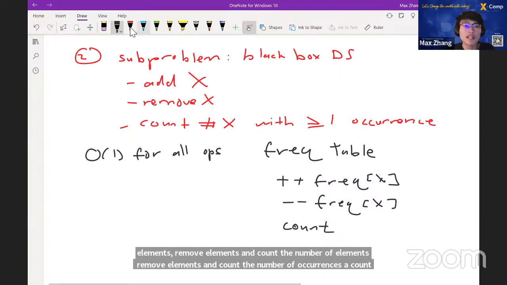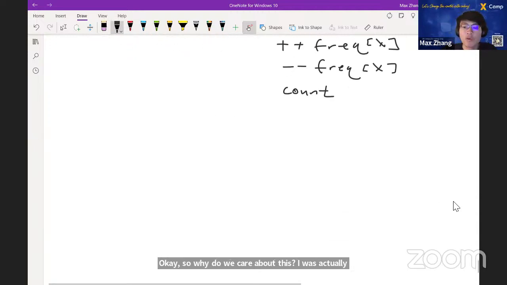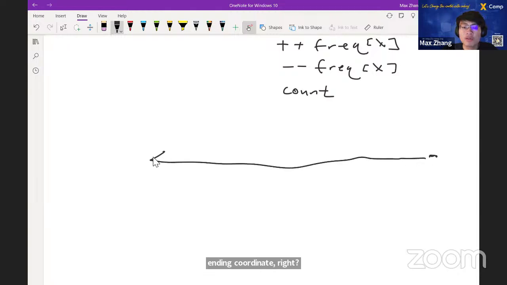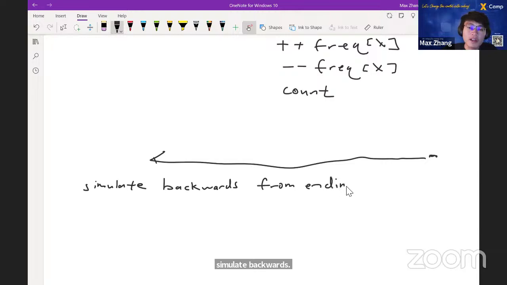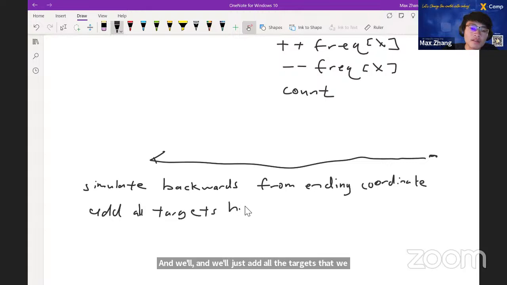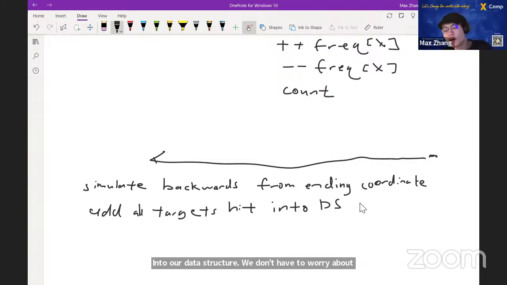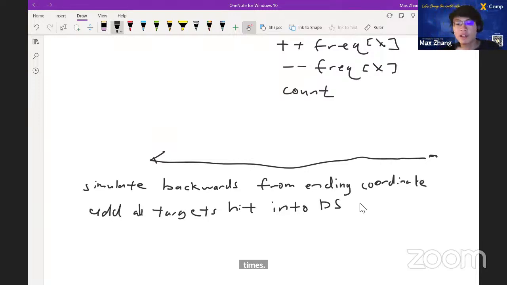Okay, so why do we care about this? Now let's actually talk about the algorithm itself. We fix the ending coordinate, right? So we'll first walk from the ending coordinate backwards. We'll first simulate backwards from the ending coordinate that we fixed, and we'll just add all the targets that we hit into our data structure. We don't have to worry about adding a target at most once, because our data structure, this black box, already takes care of that counting for us. It already takes care of the annoying part of making sure we only count a target once if it's hit multiple times. So we actually just add it every single time and let the data structure do its work, right? So we add all the targets to our data structure.